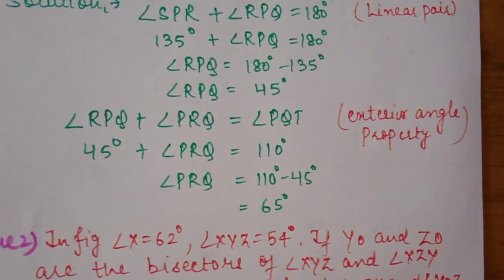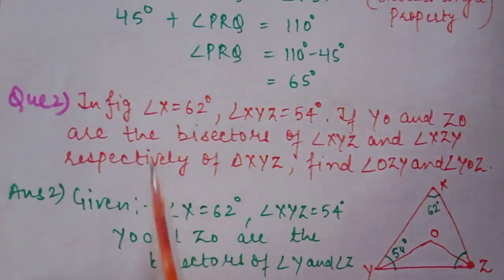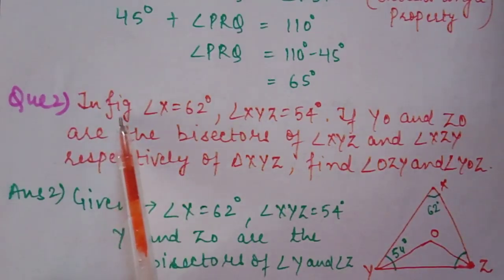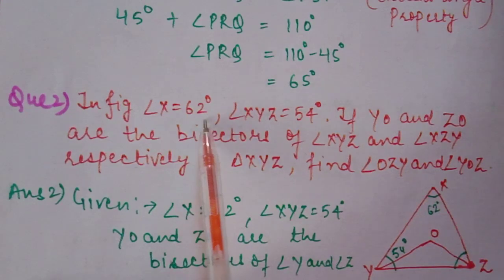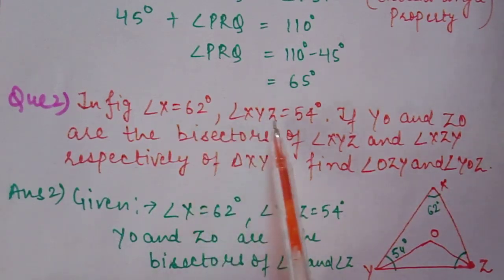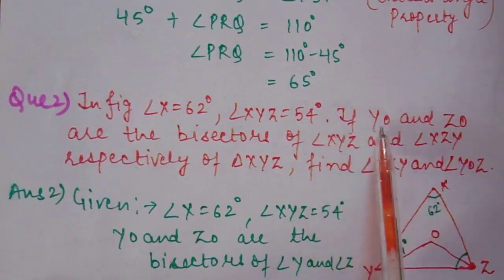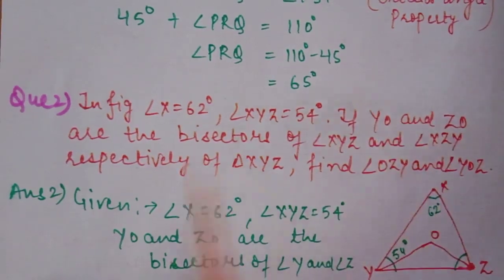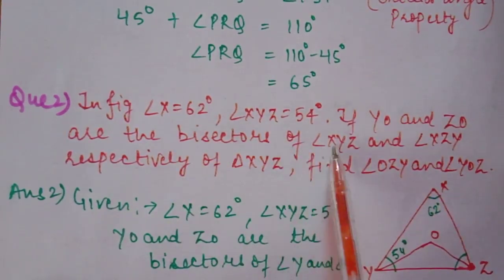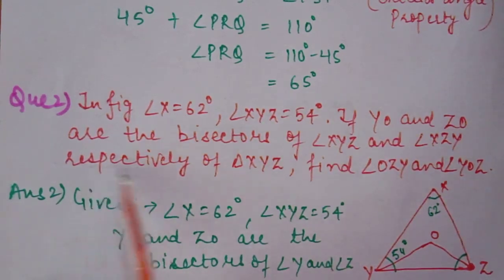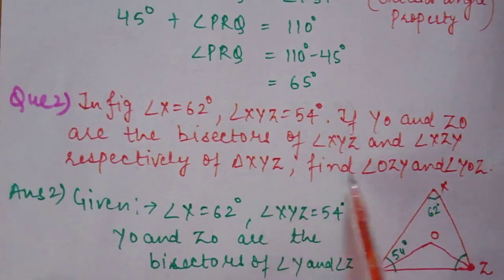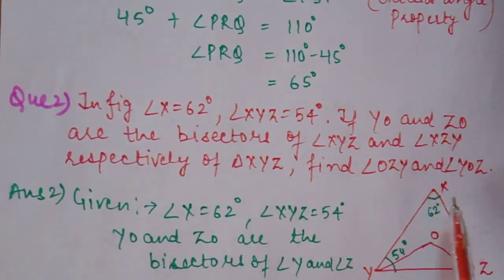Now second question. The second question of this exercise is, in the given figure, angle X is 62 degrees, angle XYZ, it means angle Y, is 54 degrees. If YO and ZO are bisectors of angle XYZ and angle XZY respectively of triangle XYZ, find these two angles. Now try to understand this diagram.